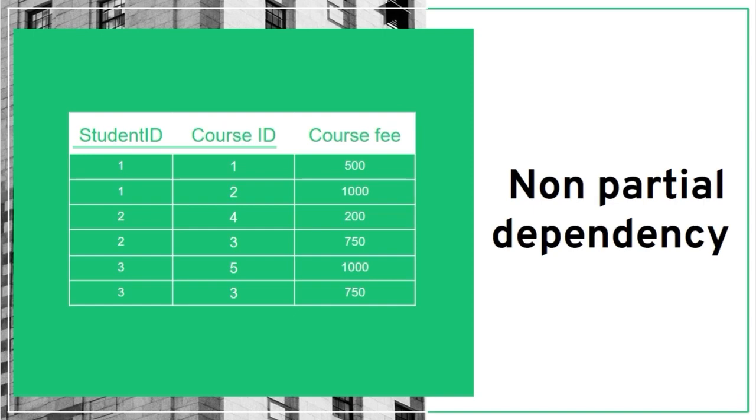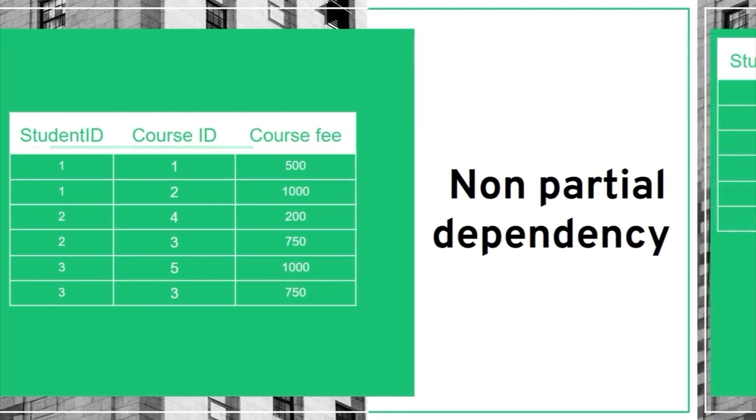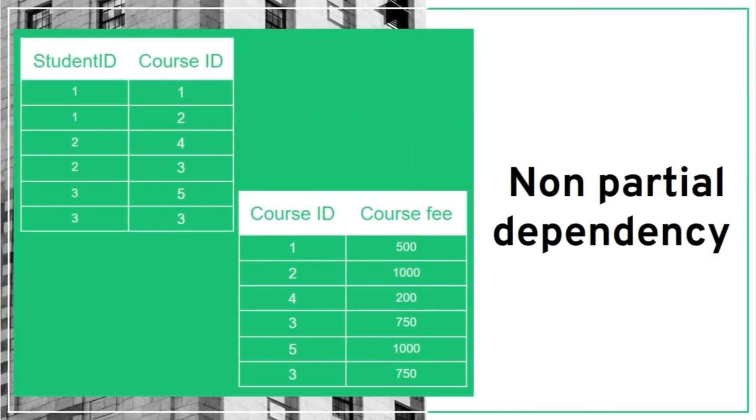So this is a composite key, but course fee is only dependent on course ID and it is not dependent on the student ID. So what do we need to do to fix it? Well, all we do is we move some information to a separate table, just like that. So we have a table about course fees and each course ID. Course 1 is 500, course 2 is 1000, and so on.